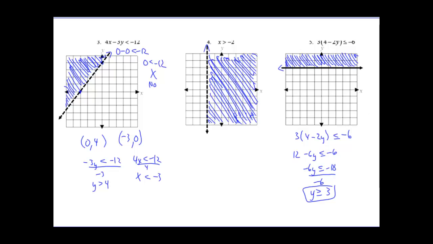On 5, hopefully you distribute through. Notice again, there's only one variable. This time it's a y, so it's going to be a y equals line, horizontal.